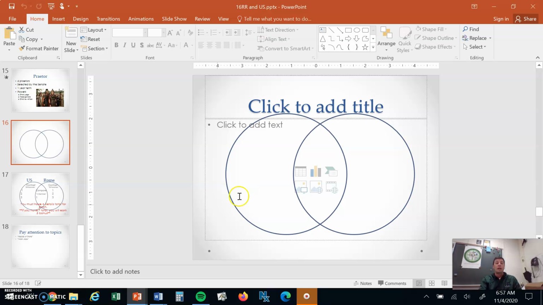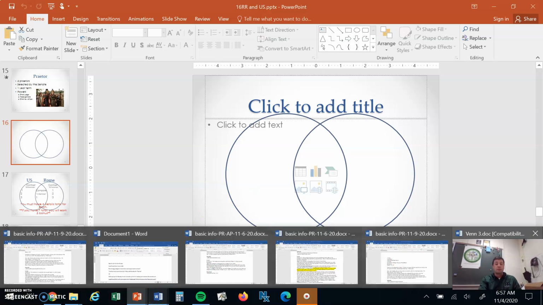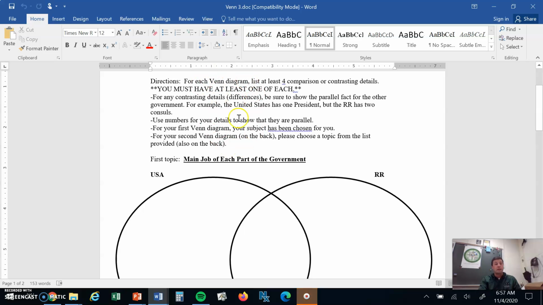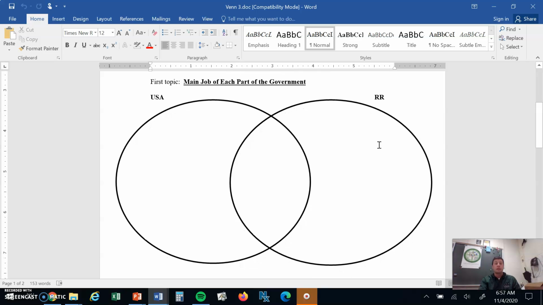Right? Let's take a look at an example. I gave you some of the additional directions that I just went over at the top there if you need to go back to it. For example, this one says main job of each part of the government. So on this Venn diagram, for the United States, you're going to be discussing the differences in roles of the different parts of each government. So heads of state, legislative branch, the upper house or the lower house, or the judicial systems.